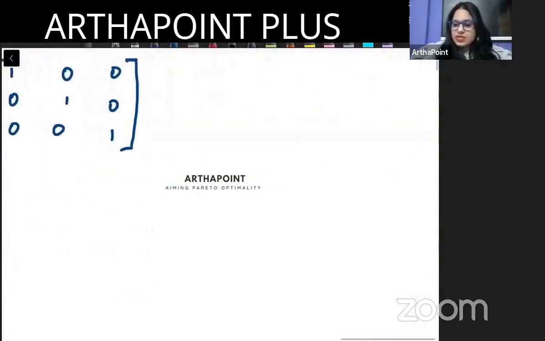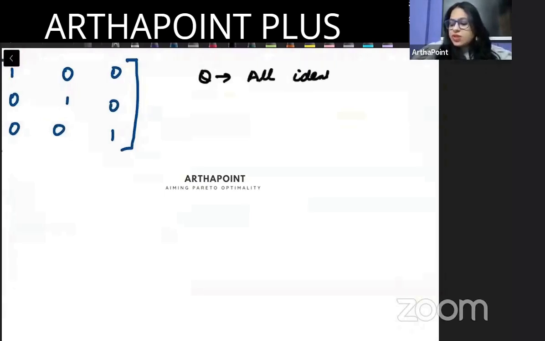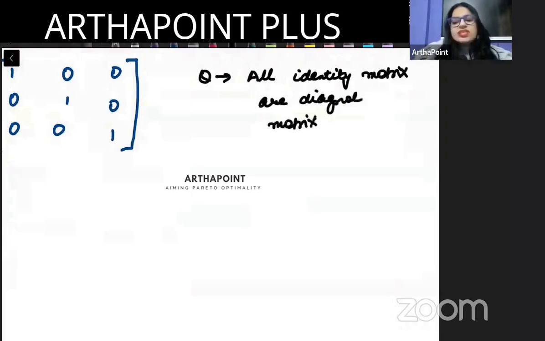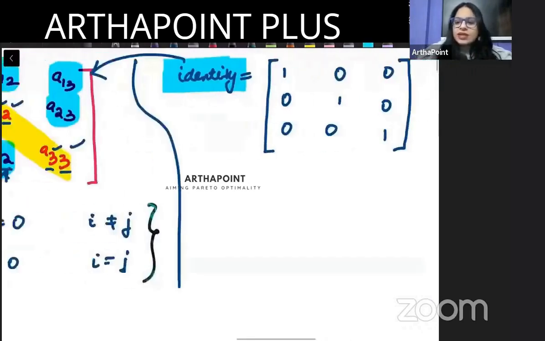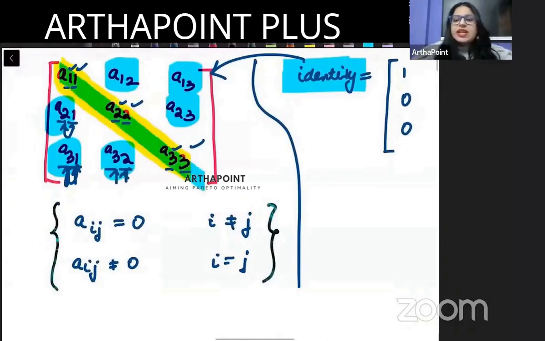So in an exam, suppose they give you a statement: all identity matrices are diagonal matrices. Is this statement true? Yes. If it is an identity matrix, then it is a diagonal matrix, because the diagonal elements are non-zero and other elements are 0. So it is fine, a diagonal matrix is there.